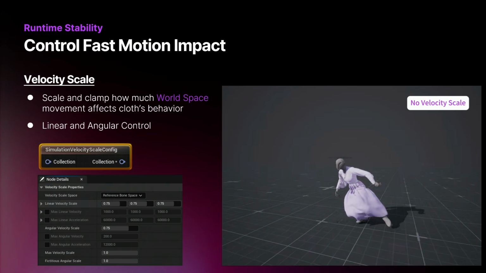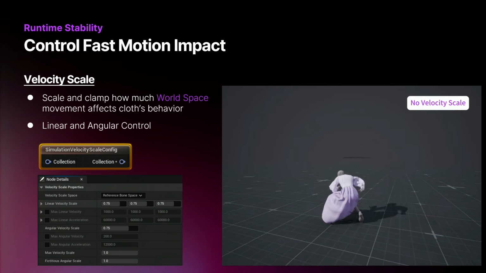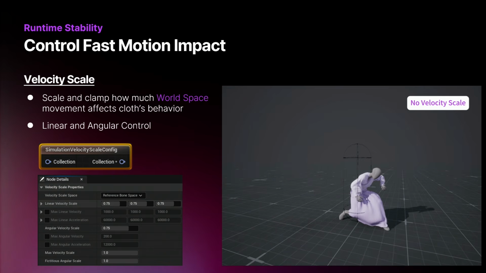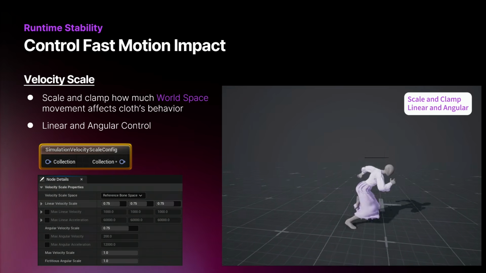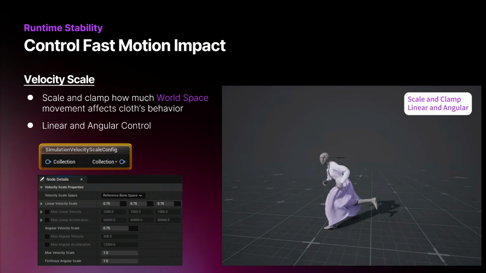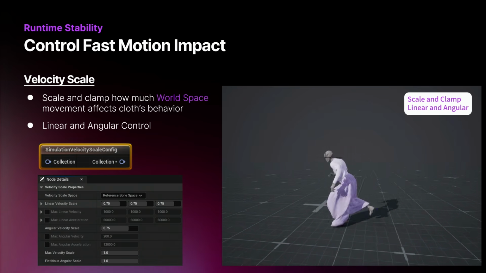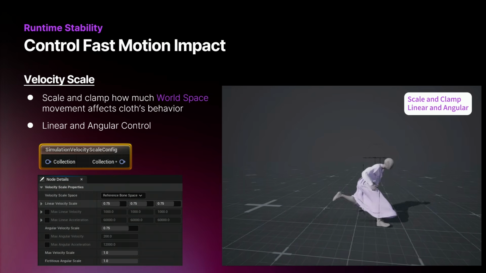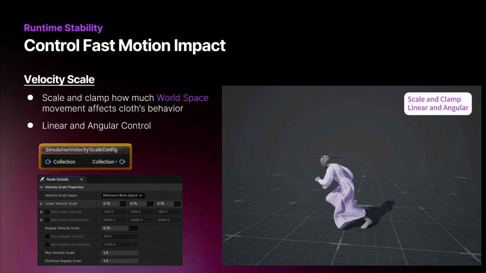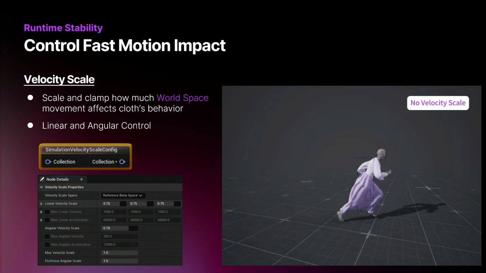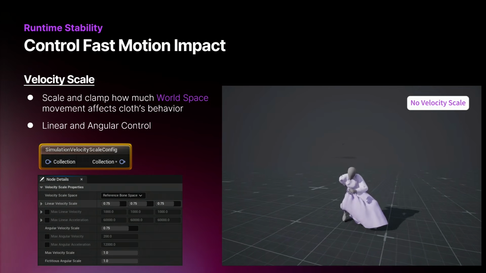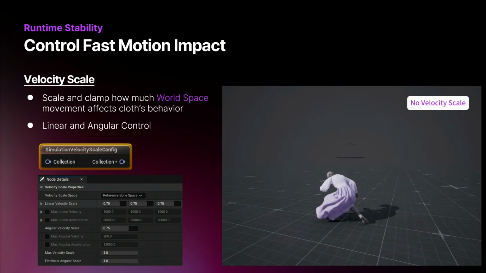Velocity scale includes both linear and angular control. It also helps you to clamp with respect to acceleration. This is especially useful when the character makes a sudden stop or a sharp turn, to keep the cloth from lagging behind and behaving unpredictably.